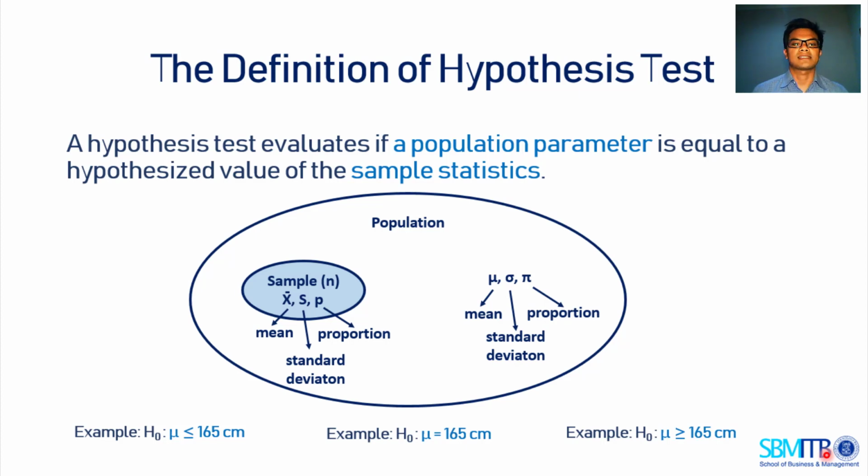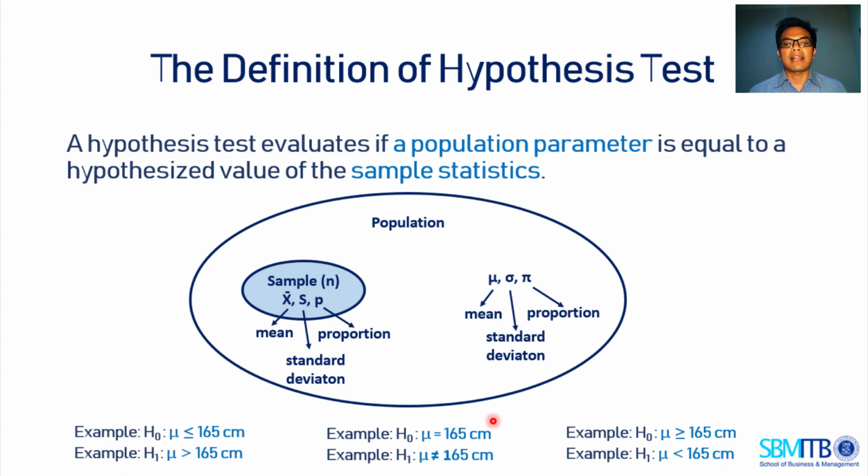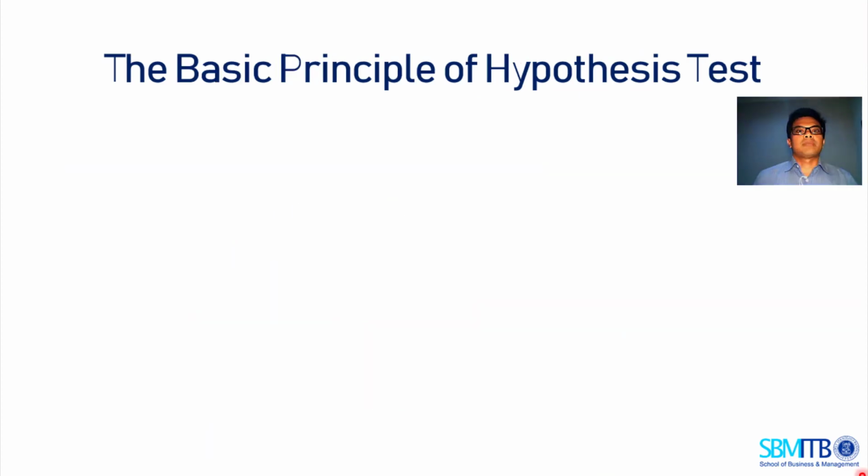If the value of the statistics of the sample is close to the stated hypothesis, then we can accept the null hypothesis, or we can accept the previously stated hypothesis. But if the value of the statistics of the sample is far away from the previously stated parameters, then we have to reject the null hypothesis and state that the alternative hypothesis is closer to the truth than the previously stated hypothesis. Let's discuss the basic principle of hypothesis test with an example.